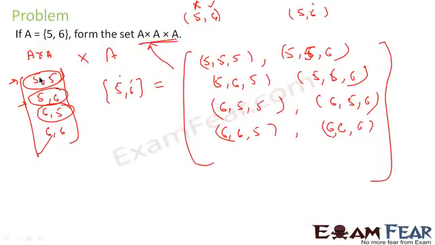So what we have done: we found A cross A, we got this set, and then we said A cross A cross A. So we took the first element of this, and then an element of this, to get this and this. The second element of this, that is 5, 6, and then this element of this and this element of this, we got this and this. Similarly, we found all the values.